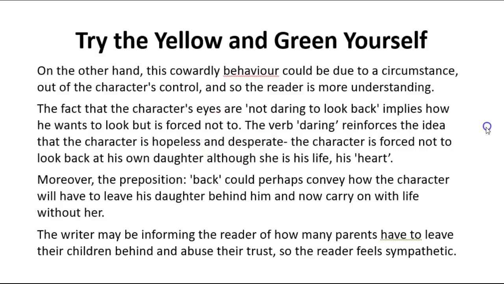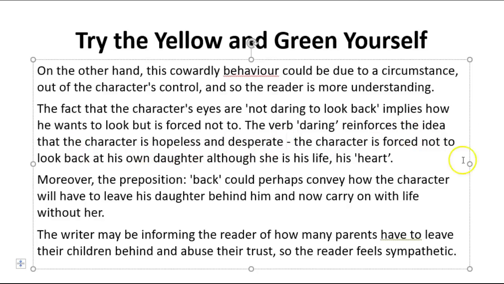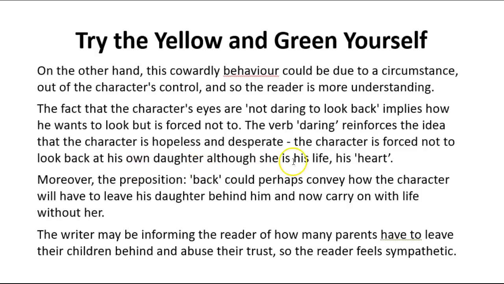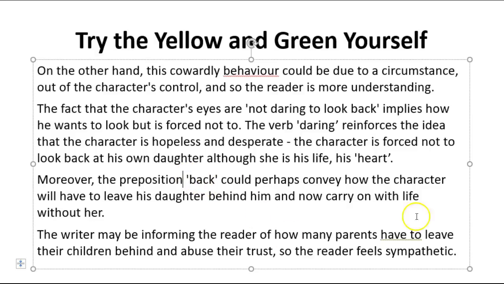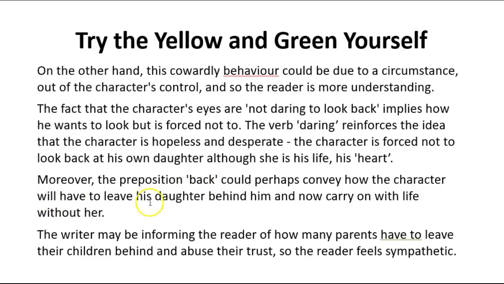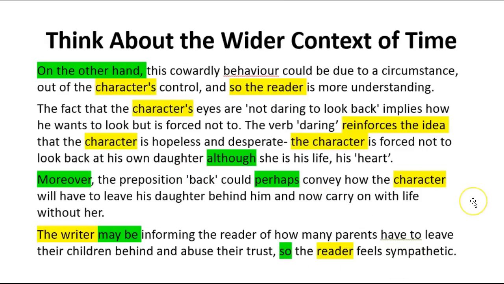The verb daring reinforces the idea that the character is hopeless and desperate. The character is forced not to look back at his own daughter, although as she is, his life, his heart. Moreover, the preposition back, we don't need the colon, could perhaps convey how the character will have to leave his daughter behind and now carry on life without her. The writer may be informing the reader of how many parents have to leave their children behind and abuse their trust, so the reader feels sympathetic. So, check out the greens and the yellows. Right, let's see how you did.